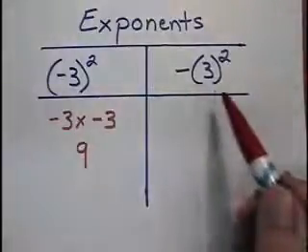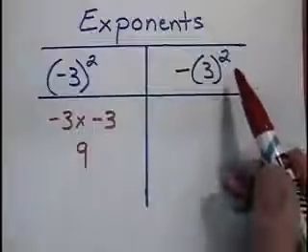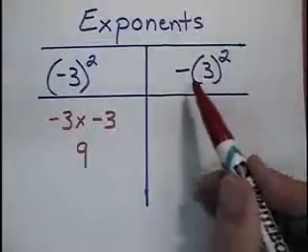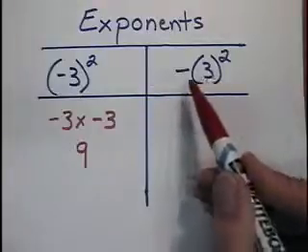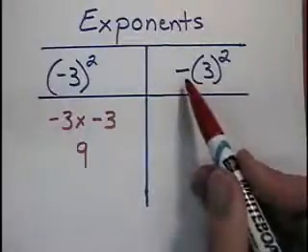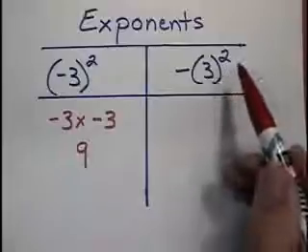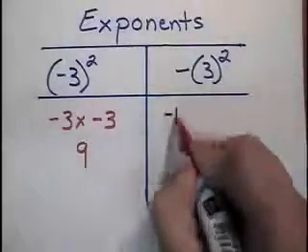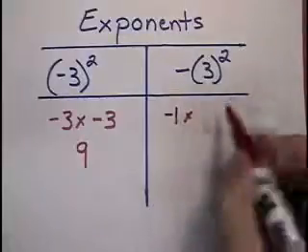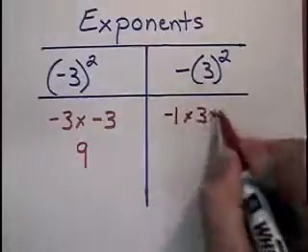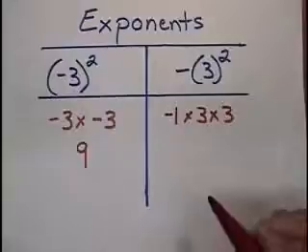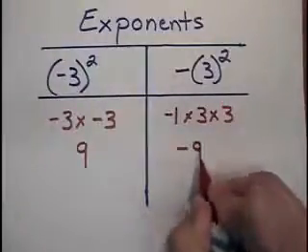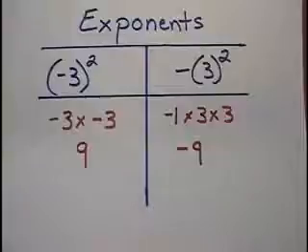Here, what I want is just the 3 to the second power. This is like saying I have a -1 being multiplied. So my answer here is going to end up being a -1 times the 3 to the second power's value. So what I really have is a -1 times 3 times 3. Since 3 times 3 is 9, the answer here ends up being a -9.